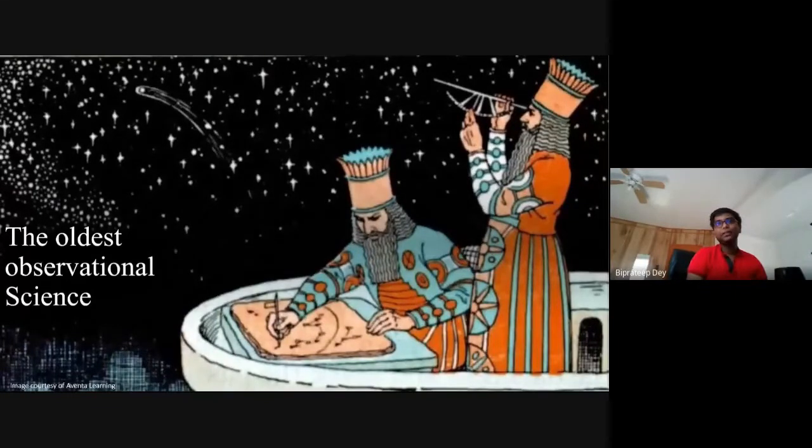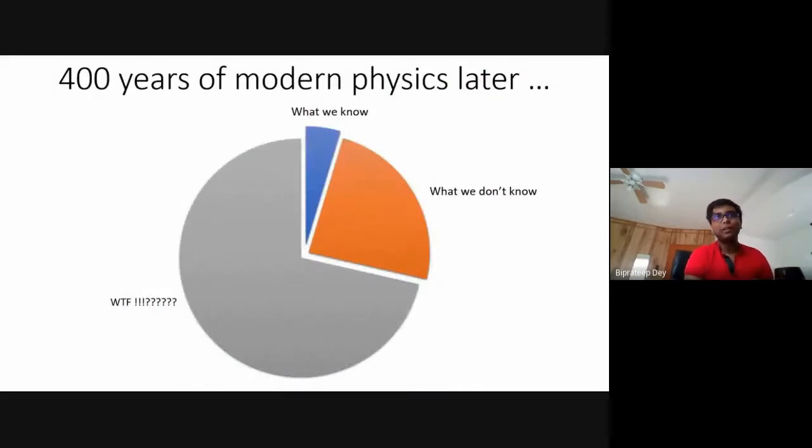And this process of cataloging everything you see on the sky is basically what a sky survey is. You just note down everything that you see. So people have been doing it for a couple of thousand years. But even if we consider that modern science began with Newton, then what have we learned about the universe in general over the last 400 years?